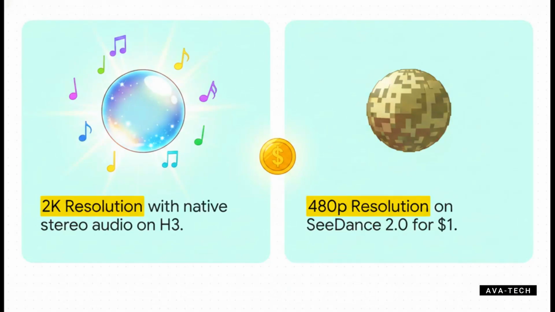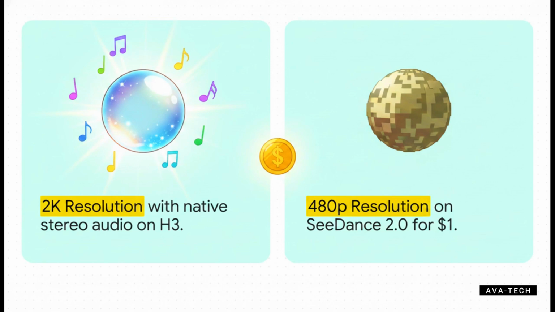Let's put that $1 into perspective. On MiniMax H3, that dollar buys you 2K resolution video, and it includes native stereo audio. Take that exact same dollar over to SeeDance 2 for a 15-second clip, and you're getting 480p resolution. I mean, the gap in audio-visual quality for the exact same price is just staggering.